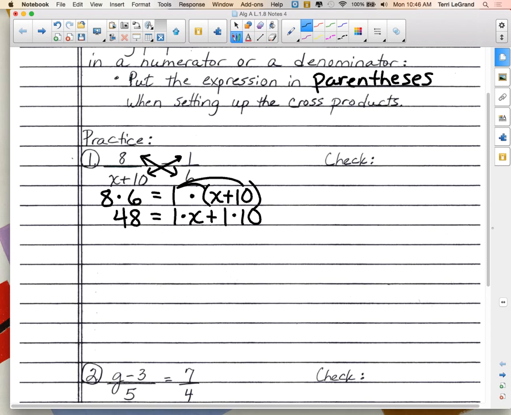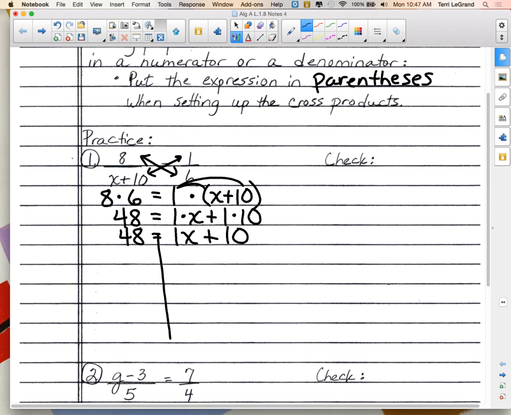Let's show what we're doing so that we have good, clear notes here. 48 is going to be 48. There's no reason to rename that. 1 times x is 1x. 1 times 10 is 10. Okay, we are finally ready to solve. We really have just been using the cross products to get it into friendly form to solve. So now we're really ready to start doing that.